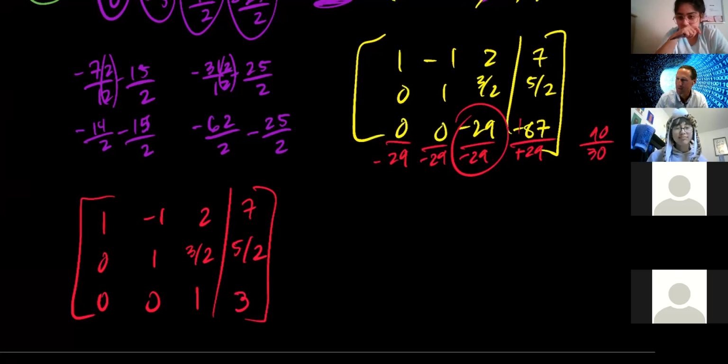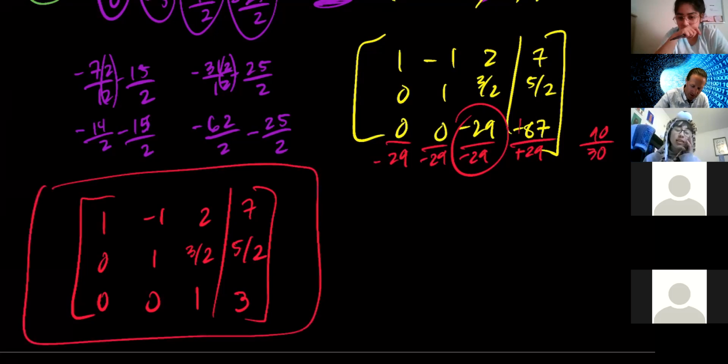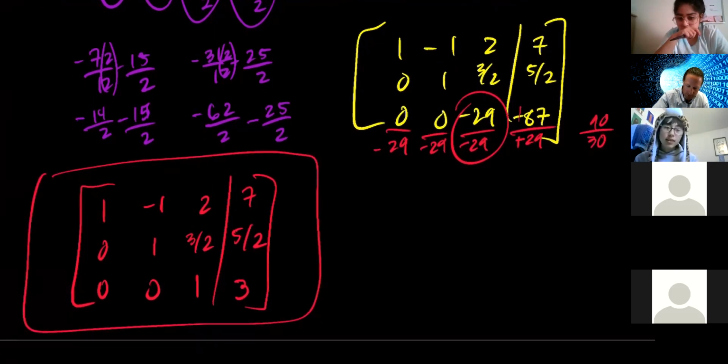Which means what, guys? Why did we do all of that? To find X, Y, and Z.